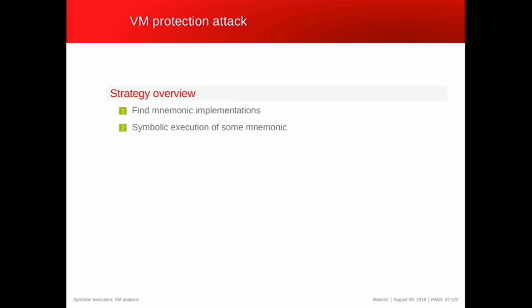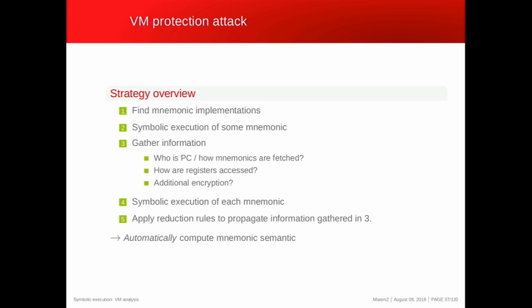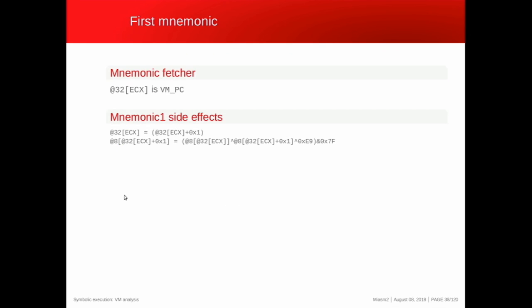Once you have this, you can use symbolic execution to get the raw expression of the mnemonic. So using the result, you can infer what the VM structure is, where the registers are, where the VM program counter is, and so on. And once you have done that, you can use Miasm to automate the recovery of the rest of the mnemonics. So for example, if you have the emulation of the first mnemonic, we have this, and you have realized that the memory at ECX is a virtual machine program counter, and you have the first result here of the execution of the first mnemonic.